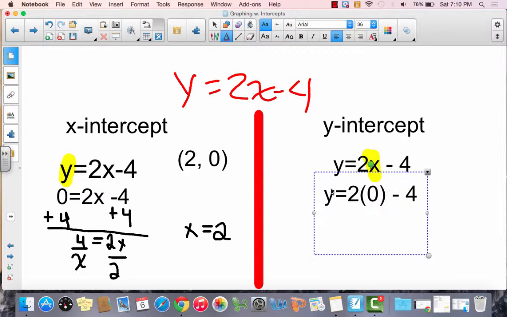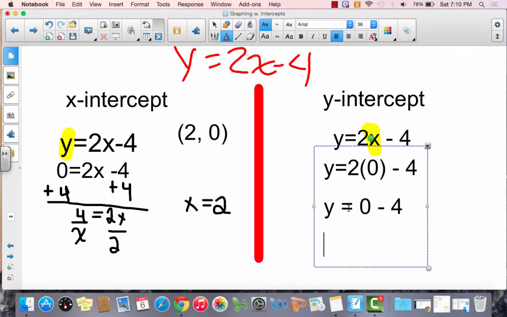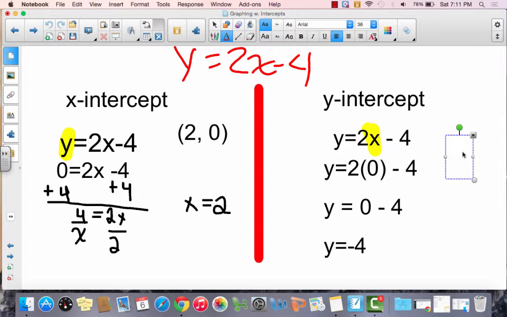And I see that y is already by itself on the left-hand side of the equation, so I'm going to follow order of operations and just solve the right-hand side. So I know that I would multiply first, so 2 times 0 is 0, and then I subtract, and 0 minus 4 is negative 4. So my second ordered pair has an x value of 0 and a y value of negative 4.